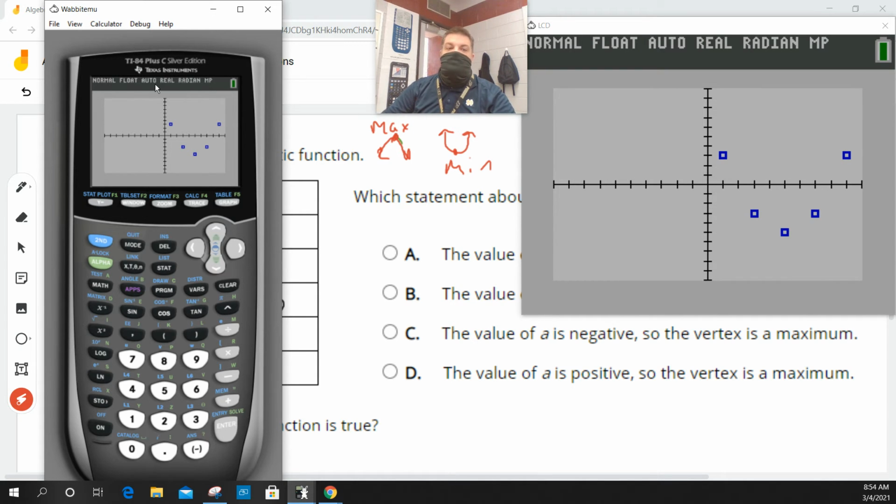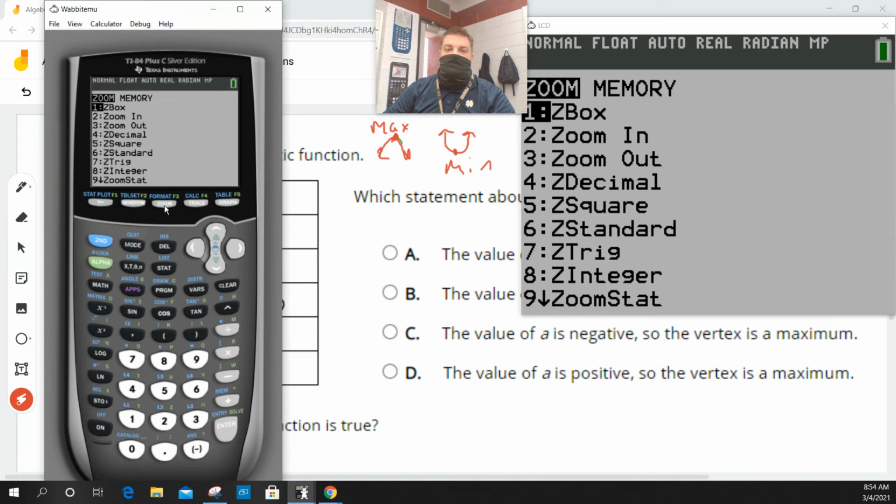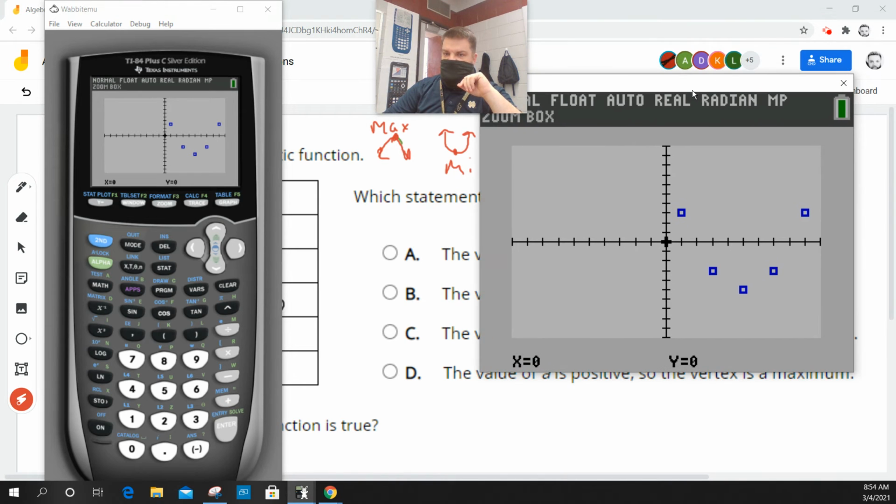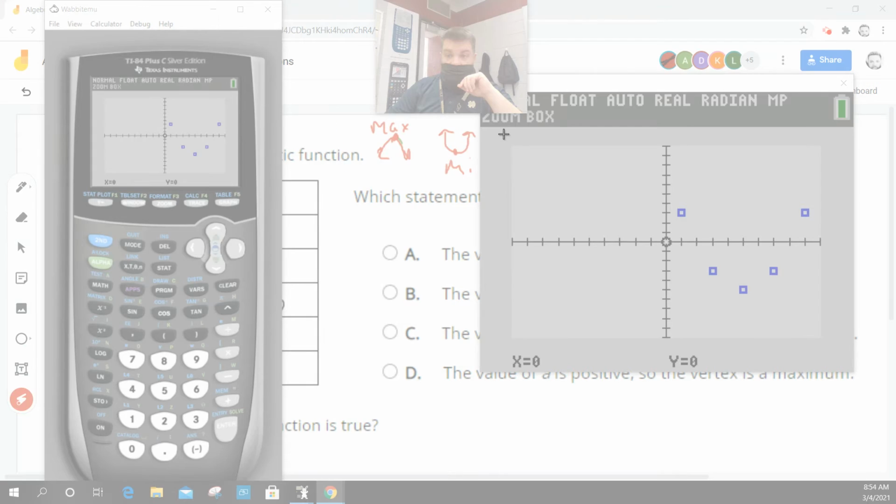Well, here's what you want to do. You can hit zoom, and there's a thing here. See number 9? It says zoom stat. That means it's going to zoom into whatever you enter into those lists. Now it looks like that, right? Okay. All right, so now that we know what this kind of looks like, I'm going to take a picture of it and put it in your notes. This is what my graph looks like.